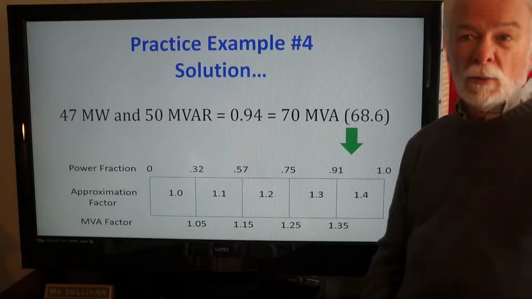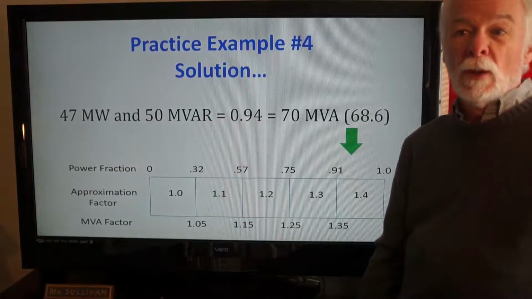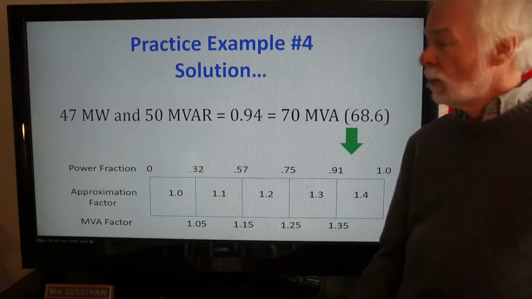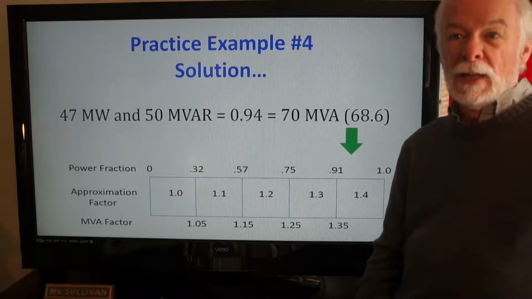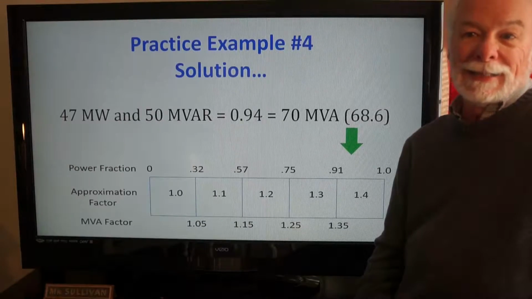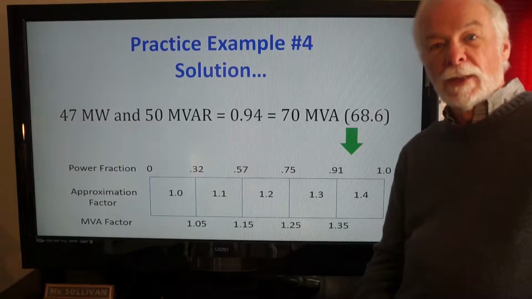And you multiply the 1.4 times your base, in this case of 50. 0.4 times 50 is 20. 20 and 50 is 70. So our approximation is 70 MVA. And again, if we used the Pythagorean theorem, we would get 68.6. So in this case, we're about within 2%.